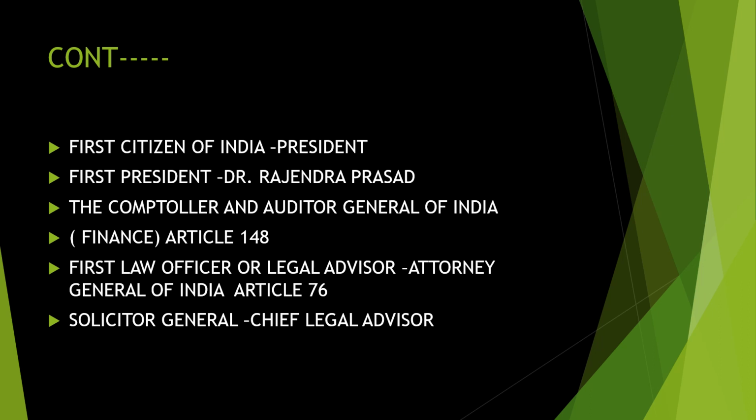Next, the first law officer or legal advisor. Okay, we call him the first law officer or legal advisor. He is known as the Attorney General of India. Who is the Attorney General of India? He is the person who gives advice to the central government. Law-based advice is given by the Attorney General of India. He is the supreme authority in that. Article 76 gave the powers to him.